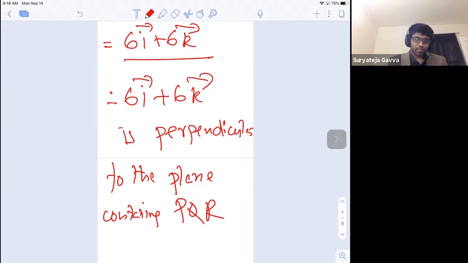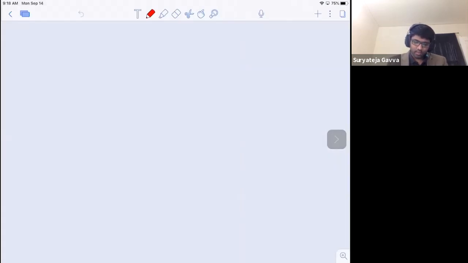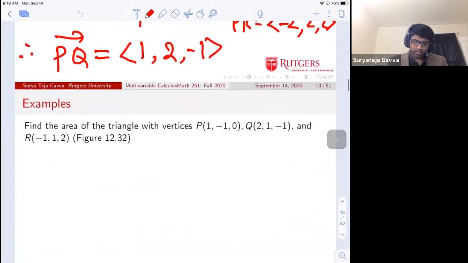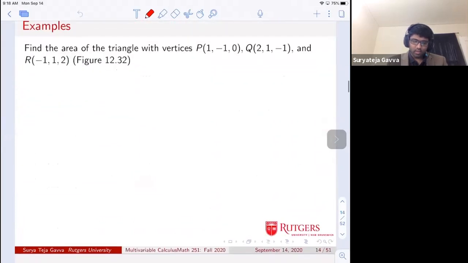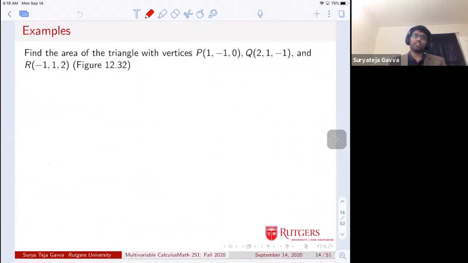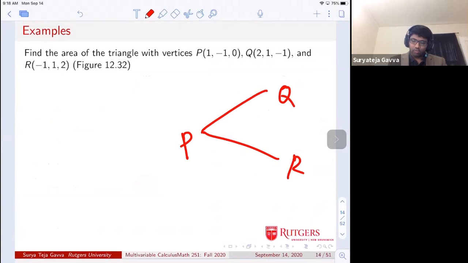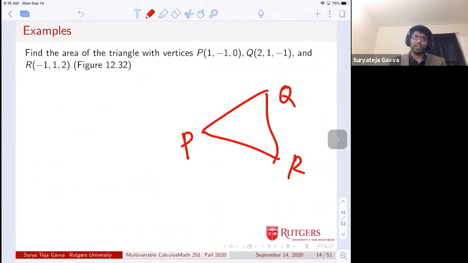Okay, so let's move to the next. Next, what is the area? If I want to find the area of this, with the same points P, Q, R, I want to find the area of the triangle. So can you guys tell me how do I find the area of this triangle?